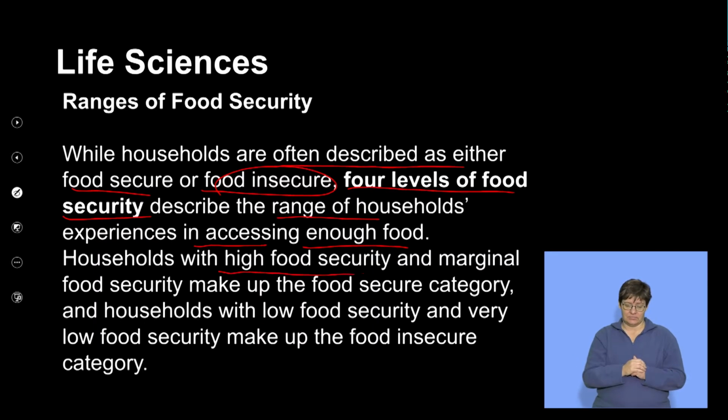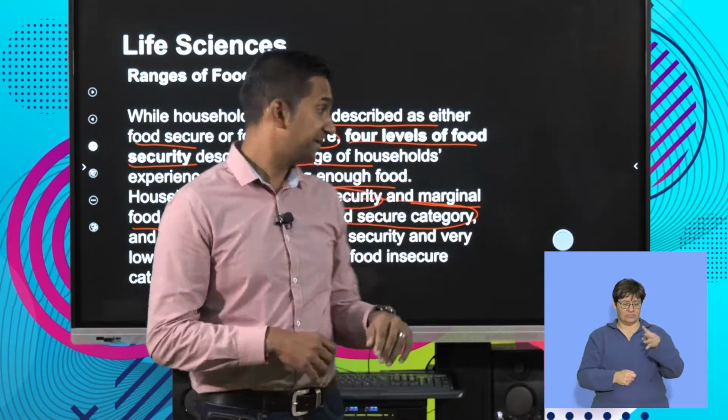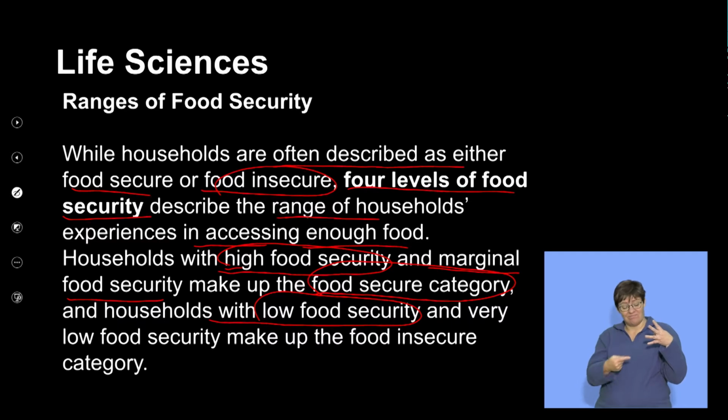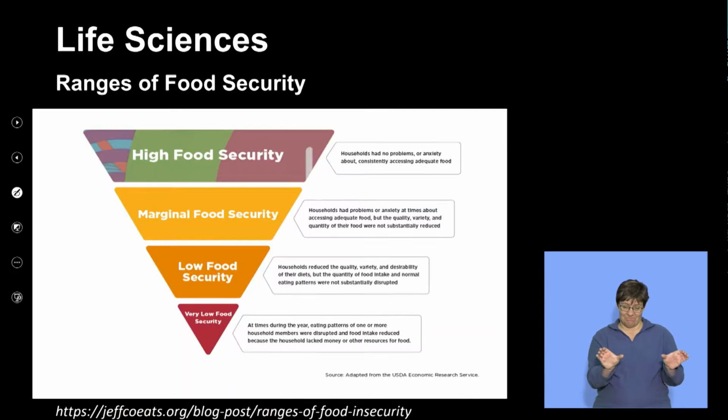Households with high food security and marginal food security make up the food secure category. So we have 4 levels. We've got the upper 2, which have good or high access, and we've got those that have moderate or marginal access to food security. However, there are households with low food security and also with very low food security that make up the food insecure categories. And I've illustrated that in this.